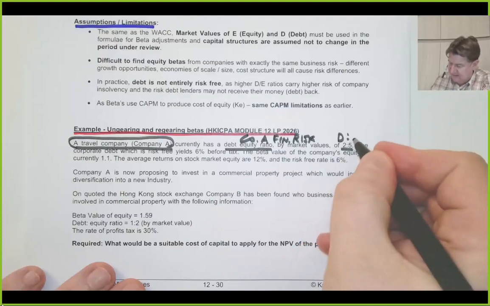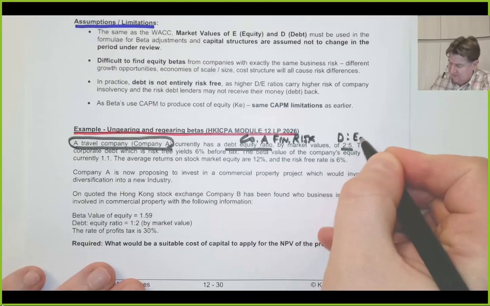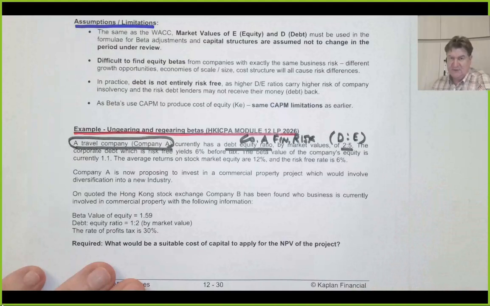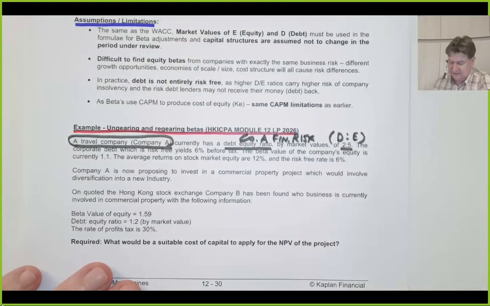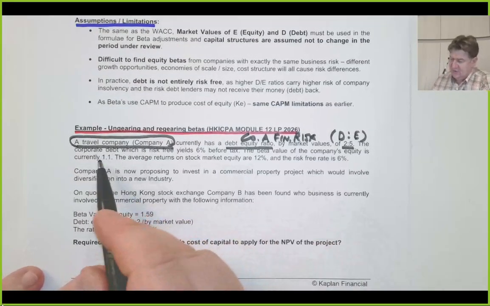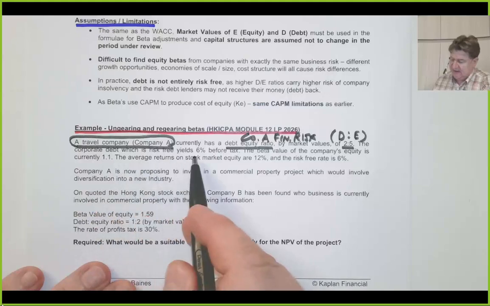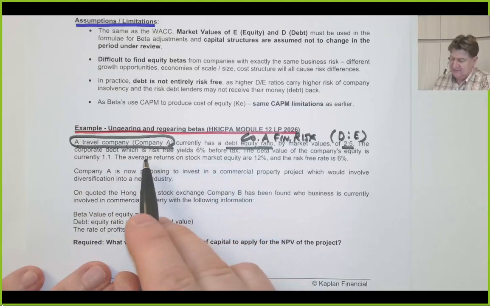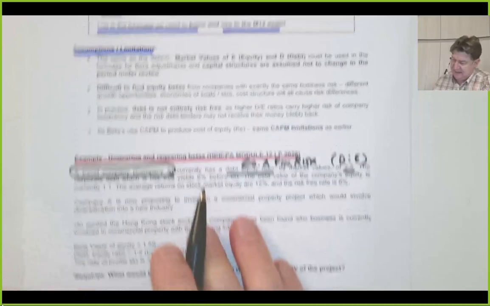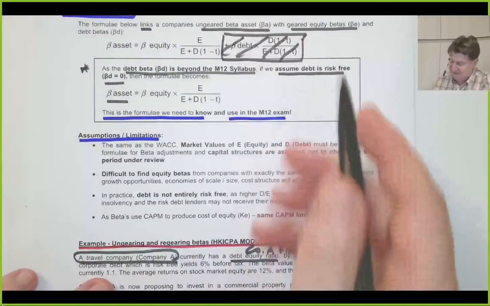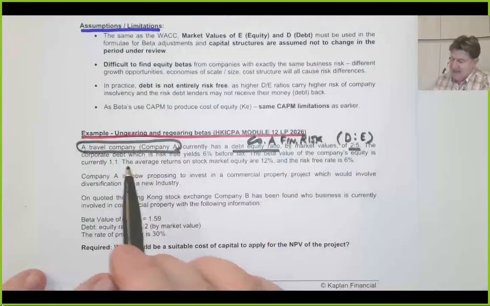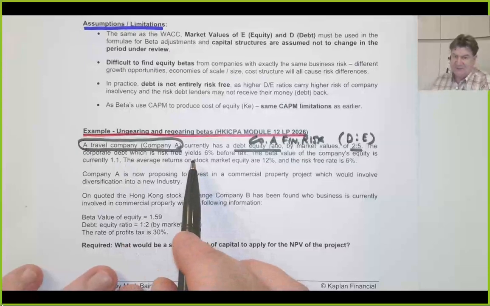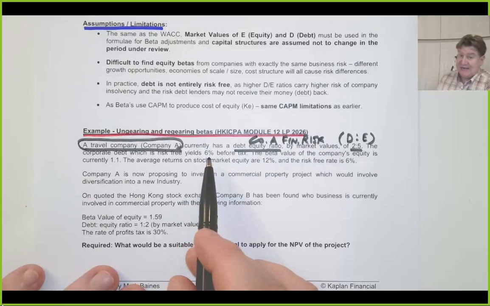And then that must be equity there. That's going to be 5. So that's our company A financial risk down just there. It says the corporate debt, which is risk-free, 6% before tax. So they're assuming risk-free debt. So debt beta, but they don't say that. You normally assume it's risk-free anyway. Look, the debt yield 6% before tax. That's going to be our cost of debt before tax.